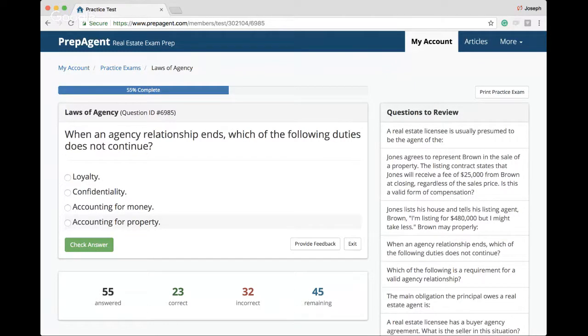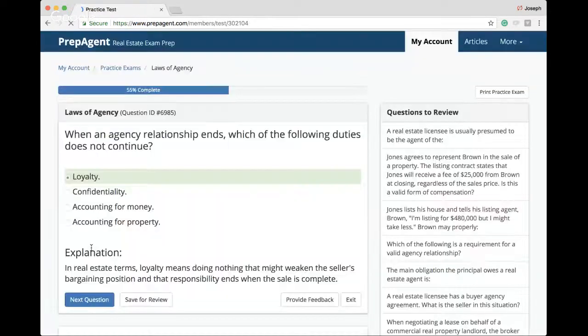When an agency relationship ends, which of the following duties does not continue? A, loyalty, B, confidentiality, C, accounting for money, or D, accounting for property? Good. We went over this one before, so I hope all you guys got it right. A, loyalty. Nice job.